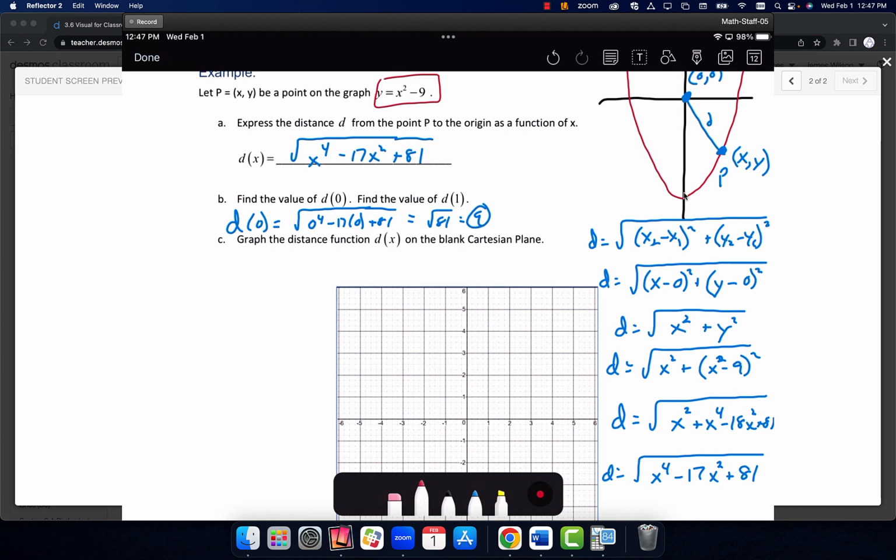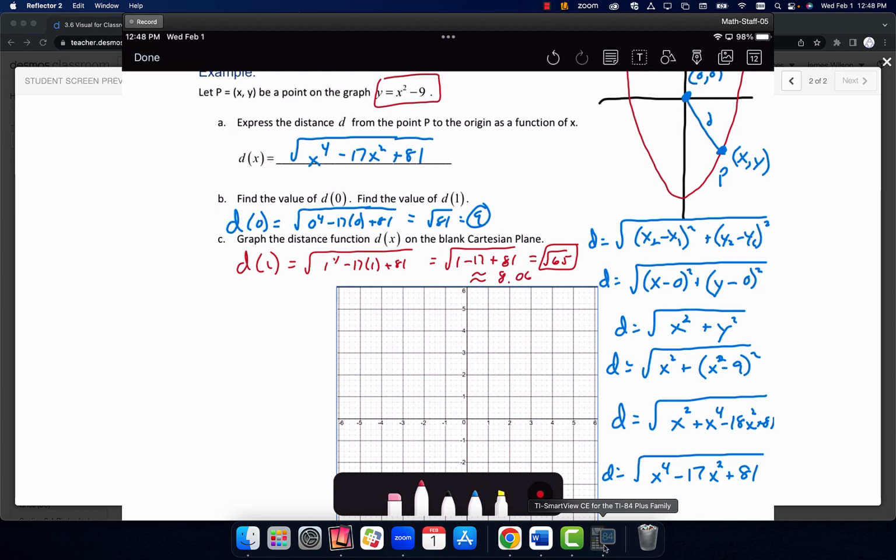Now, if we're using d of 1, we have 1 to the 4th minus 17 times 1 plus 81. That's going to be the square root of 1 minus 17 plus 81, which is the square root of 65. And if we wanted to approximate that so we can check in the calculator, that is roughly 8.06.